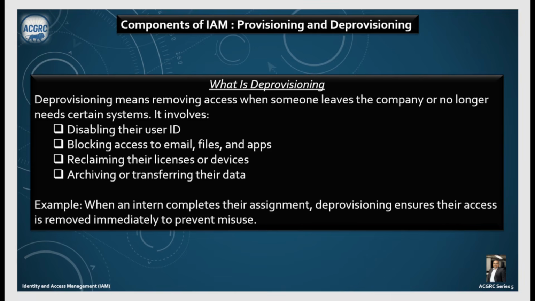What's deprovisioning? Deprovisioning means removing access when someone leaves the company or no longer needs certain systems. It involves disabling their user ID, blocking access to emails, files, and apps, reclaiming their licenses or devices, or archiving or transferring their data. Example, when an intern completes their assignment, deprovisioning ensures their access is removed immediately to prevent any misuse. So that's deprovisioning.